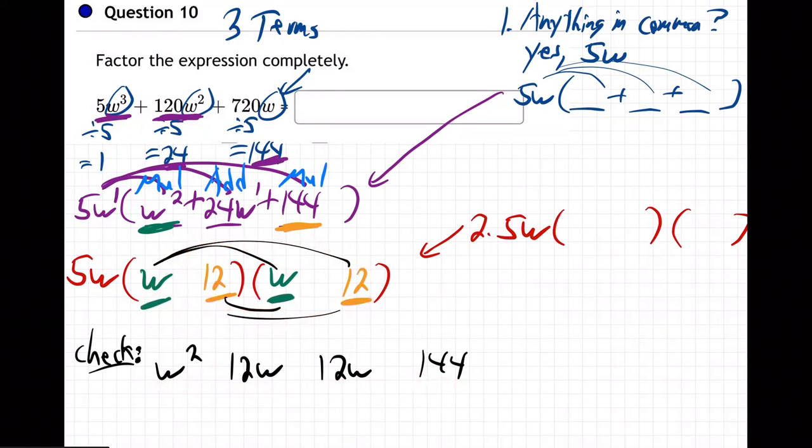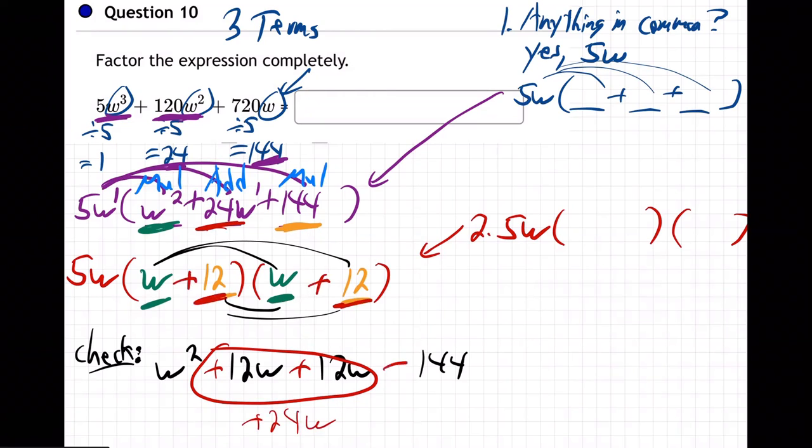Now, what signs do we need in order to make the middle correct? We need to go back to 24W. Well, both plus. That'll be plus 24W. And so both plus here. And plus 12 times plus 12 will be plus 144. So it's checked, it's right, it goes back. And so that's our answer. That means we have got it. We are done. Let me come up here and write it in. So the answer is this right here.